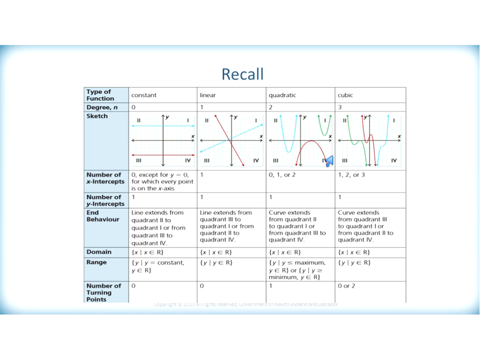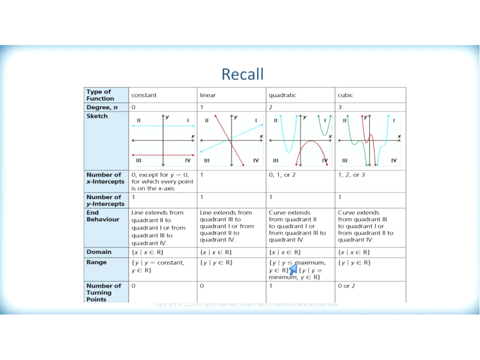In a cubic, the end behavior will be that the curve would extend from quadrant 3 to quadrant 1, which would be something like this one here, or from quadrant 2 to quadrant 4. The domain for each of these functions is the set of real numbers. That means x could be anything. The range of a constant would be that number, of course, because every y value would be the constant. For a linear, y belongs to the set of real numbers.